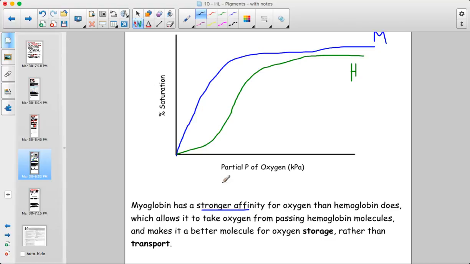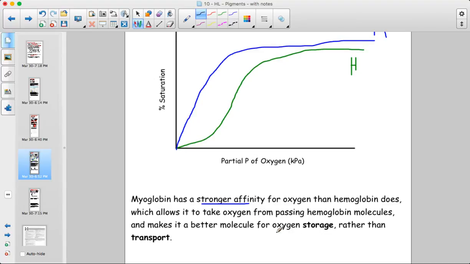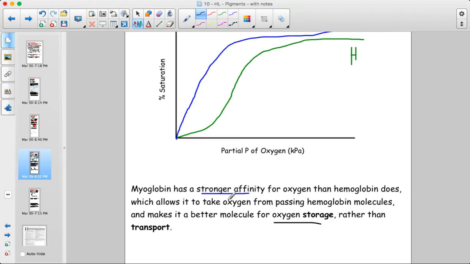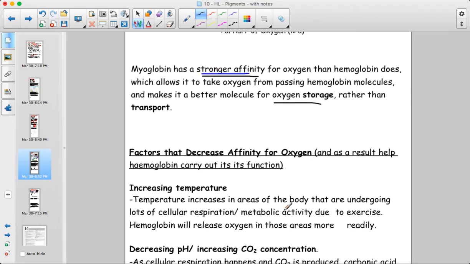It also makes myoglobin a much better molecule for oxygen storage because it holds on to the oxygen fairly strongly. So it's not very good at transporting it because it wouldn't release it very easily. So myoglobin has a stronger affinity for oxygen, and that's a useful thing.